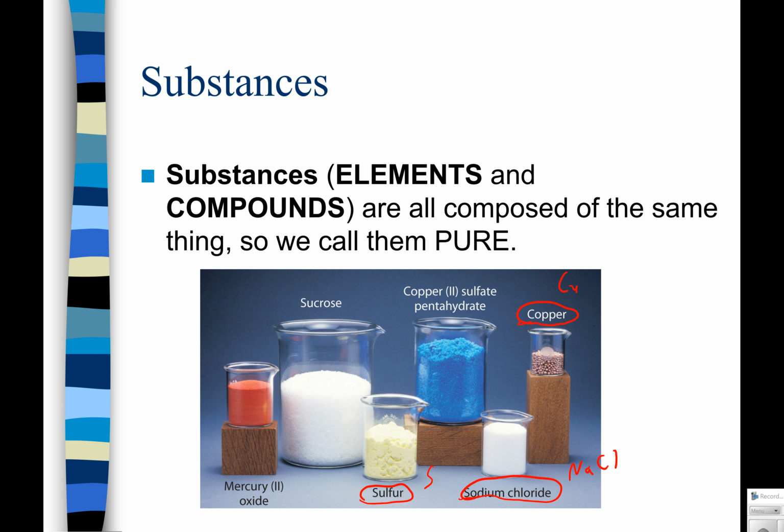And as long as we only have sodium chloride inside this beaker here, it is a pure substance. It's only sodium and chlorine, but because they're combined chemically, they are a compound and they are in a set ratio. So that substance by itself would be considered pure, even though it contains two different elements.